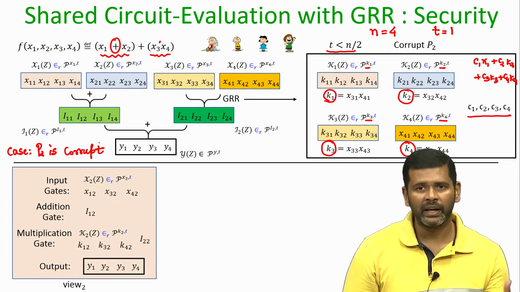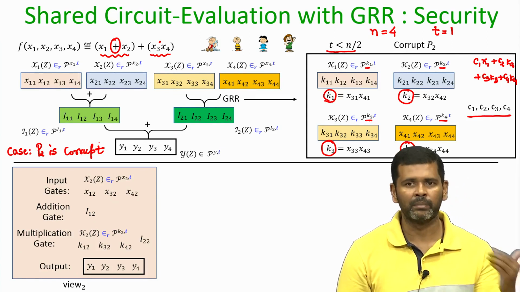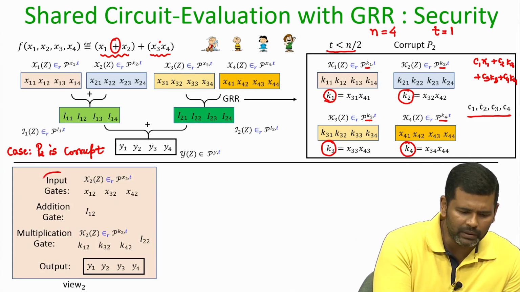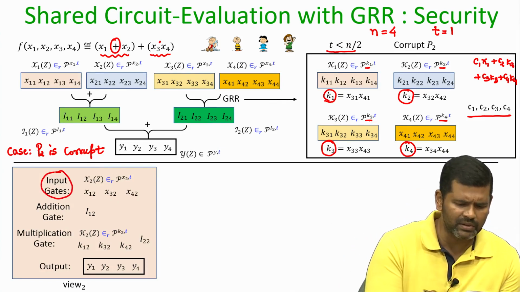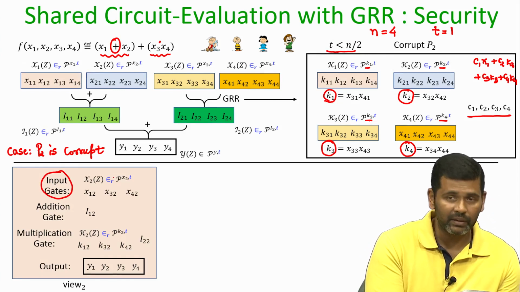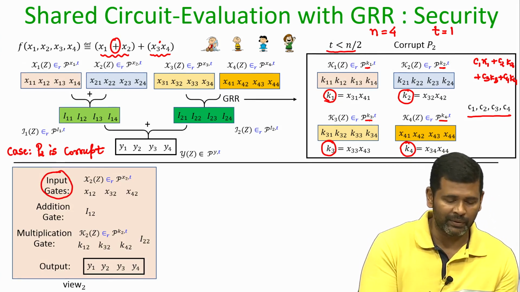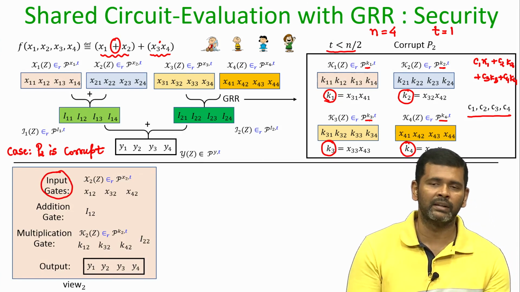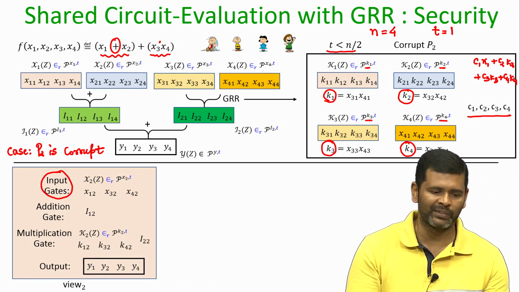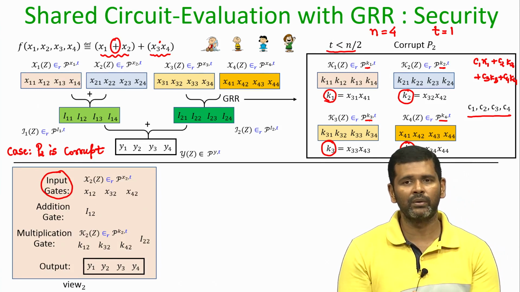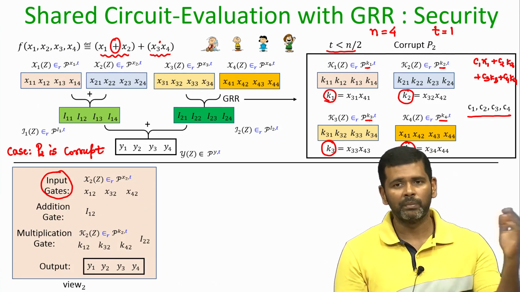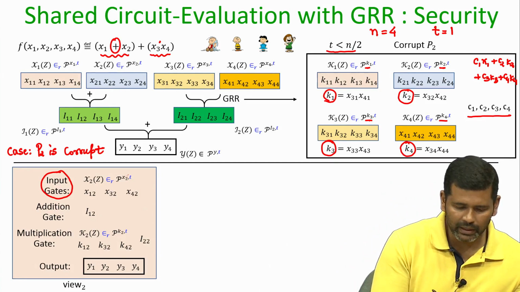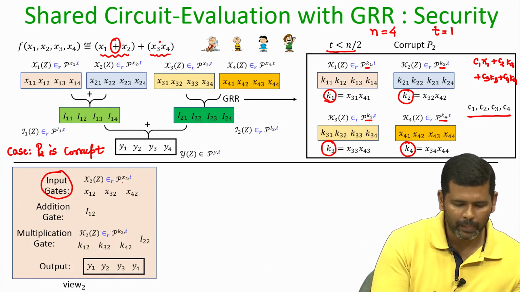I have categorized what is present in view 2 as per the gates. If I consider the input gates, P2's view consists of the following, if it is under the control of the adversary. When I say view of 2, I mean view of the adversary, because right now I am considering the case when P2 is under the control of the adversary. The same analysis you can do if P1 is corrupt, or P3 is corrupt, or P4 is corrupt. So, for the input gates, the view of P2 is the following.